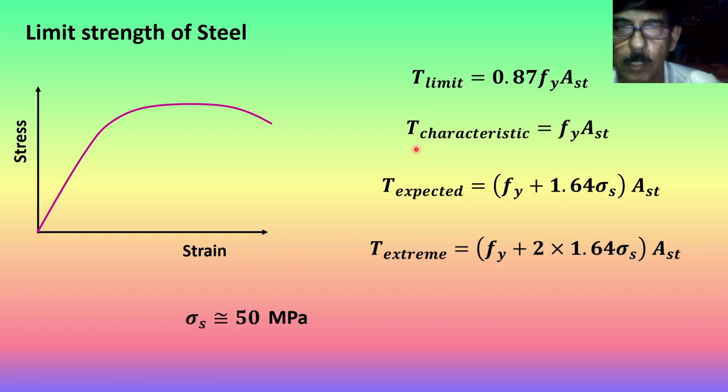Characteristic tension force from the rebar is Fy Ast, removing the partial safety factor. Expected value is Fy plus 1.64 sigma S multiplied by Ast. And extreme tensile force out of the rebar is Fy plus 2.1 multiplied by 1.64 sigma S multiplied by Ast. Sigma S typically is 50 megapascal, though it is not given in the code.